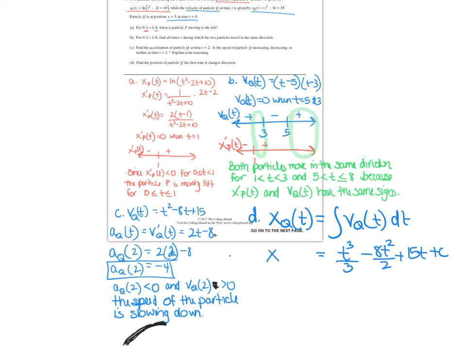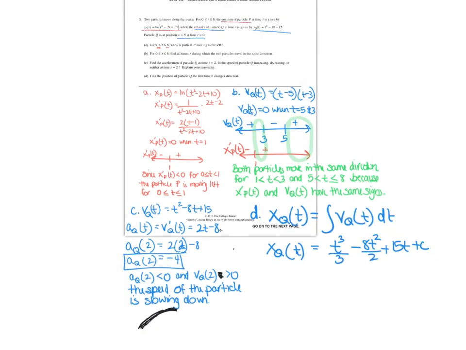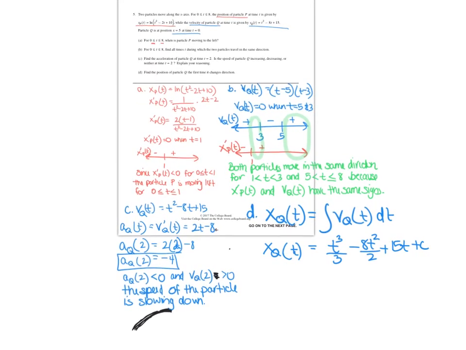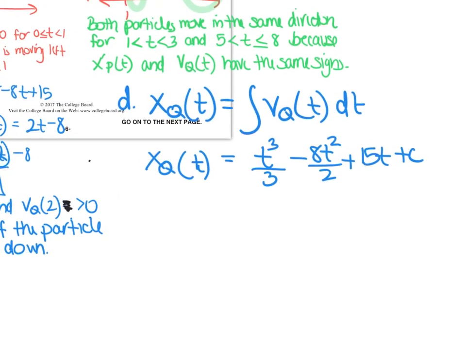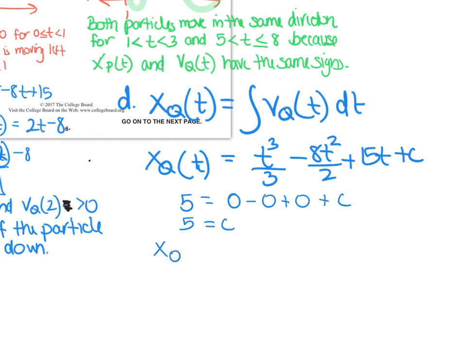And we want our particular solution here. We do have a given from the beginning. Particle Q is at position x equals 5 when time equals 0. So when we plug in 0 for t, the position of particle Q is 5. And that's how we get c equals 5. So our position function is t cubed over 3 minus 4t squared plus 15t plus 5.